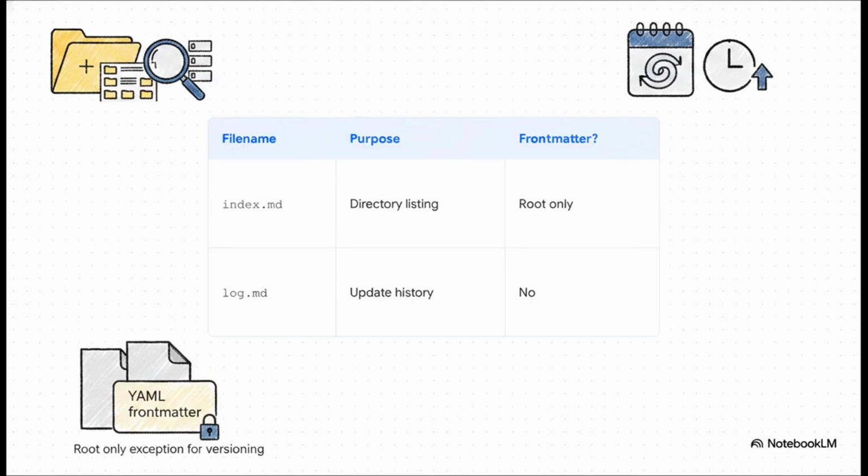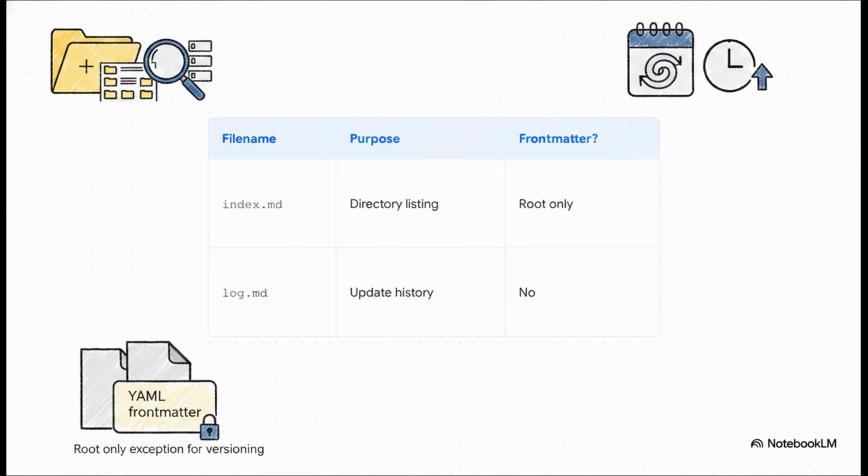An index.md file is used purely for directory listings. It allows humans or agents to progressively see what's available in a folder before they actually open individual documents. A log.md file is totally optional, and it's used strictly to record update history using standard ISO date headings.